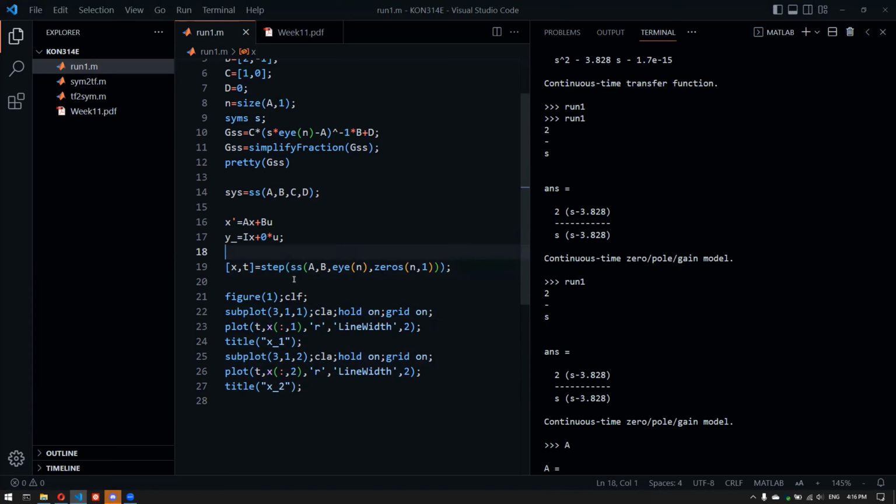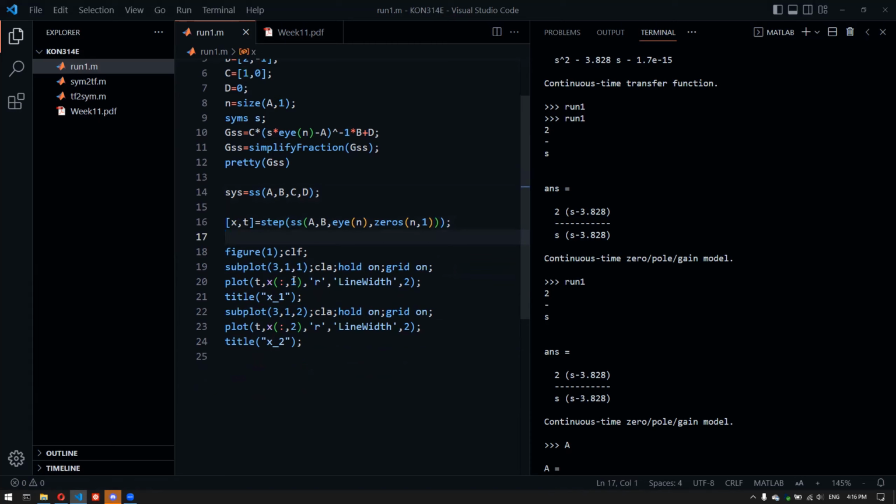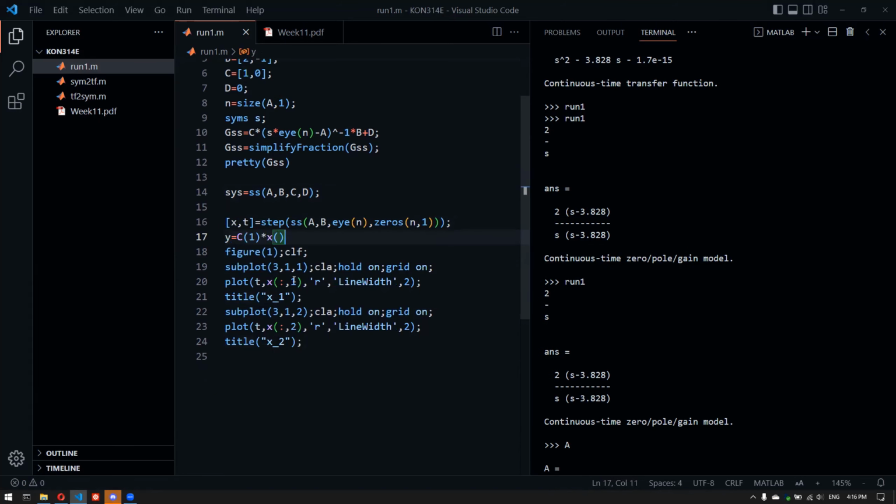What I still can do, looking at this, is combine x1 and x2 to generate my output here. So y can be equal to c1 times x1 plus c2 times x2 plus d times u, which is basically 1, and d is 0. So therefore, I'm just going to generate the third one here, which is basically going to be the output, and which I'm going to call y. So let's run this.